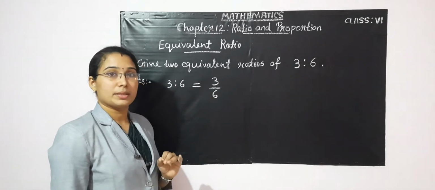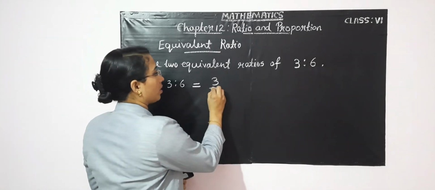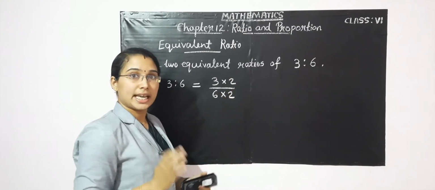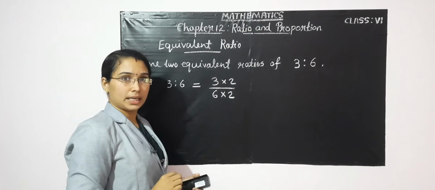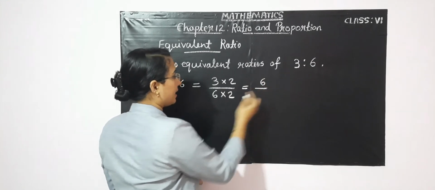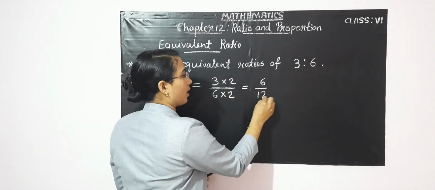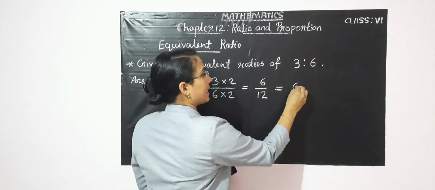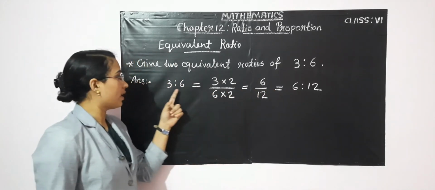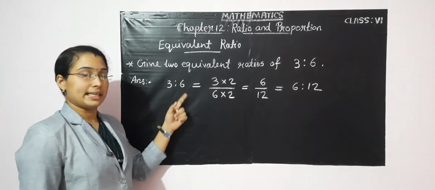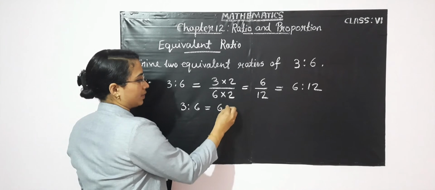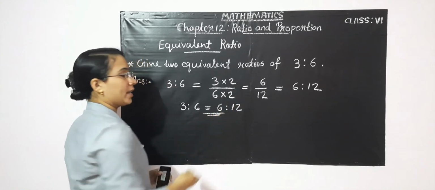For finding an equivalent fraction, we need to multiply or divide the numerator and denominator by the same number. Okay. So first I am using multiplication with 2. So numerator into 2 and denominator also into 2. And you can use any number greater than 1 for multiplication. Okay. Then we will get, what is 3 into 2? That is 6, and 6 into 2, it is 12. So which is equal to 6:12. And we can say 6:12 is equivalent to the ratio 3:6. So here 3:6 equal to 6:12. This is one equivalent ratio.